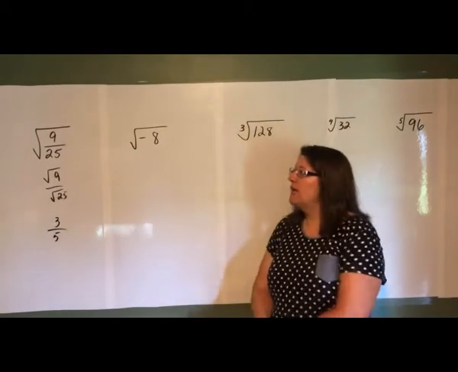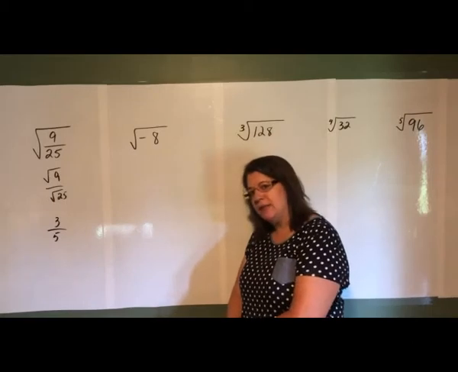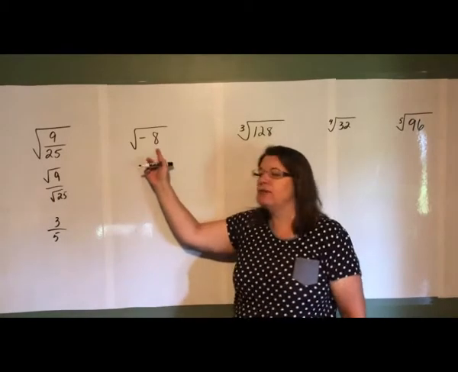For this one, the square root of -8. Now let's think about that. Is there any number that I could multiply times itself to give me a negative number?